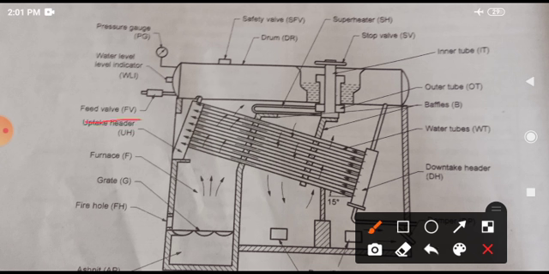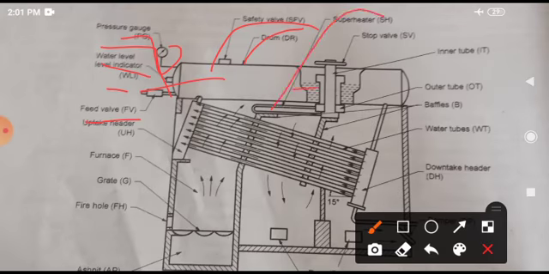The feed valve is shown, and the water level indicator. Then the pressure gauge for measuring the pressure of steam, the safety valve, and the drum for carrying the steam and water, then the superheated steam. This winding is the superheater. Finally the air goes from here. Then the inner tube and the outer tube are here. The stop valve and the baffles. These are the baffles, used for directing the flue gases.